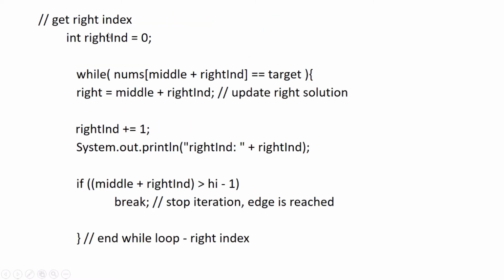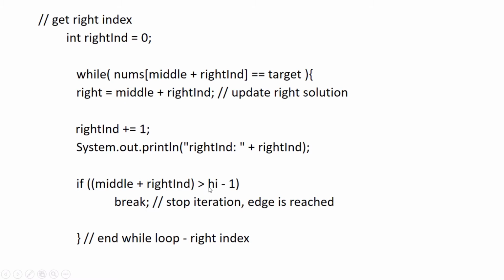If you understand that, it's the same intuition that we have for the right hand side also. We put right index to be 0. We also check whether middle plus right index is equal to the target. In this case, we are not subtracting, we are adding, because we want to check to our right. So we're checking to our right, and we keep updating our right index. The first time, just like we did for the left, it's just a repetition here. And if we see that middle plus right index is greater than I minus 1, this is very important.